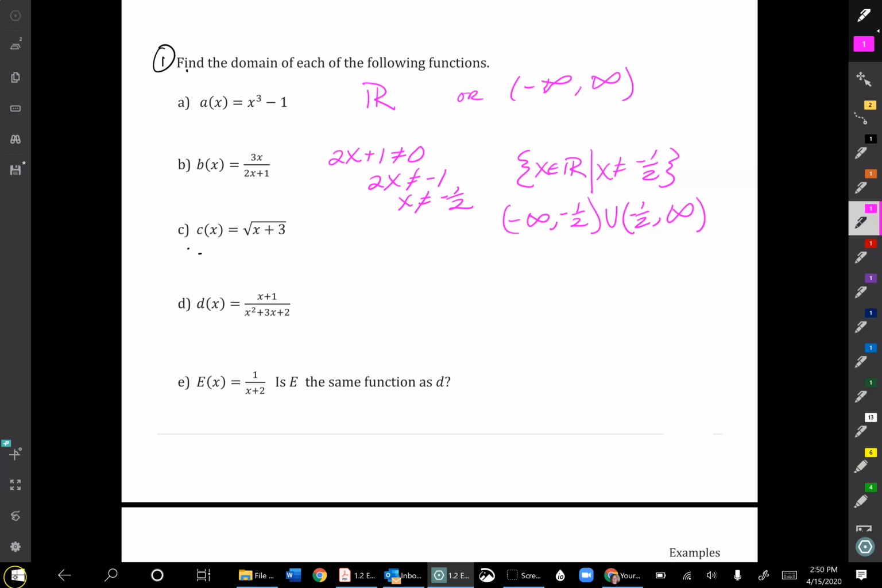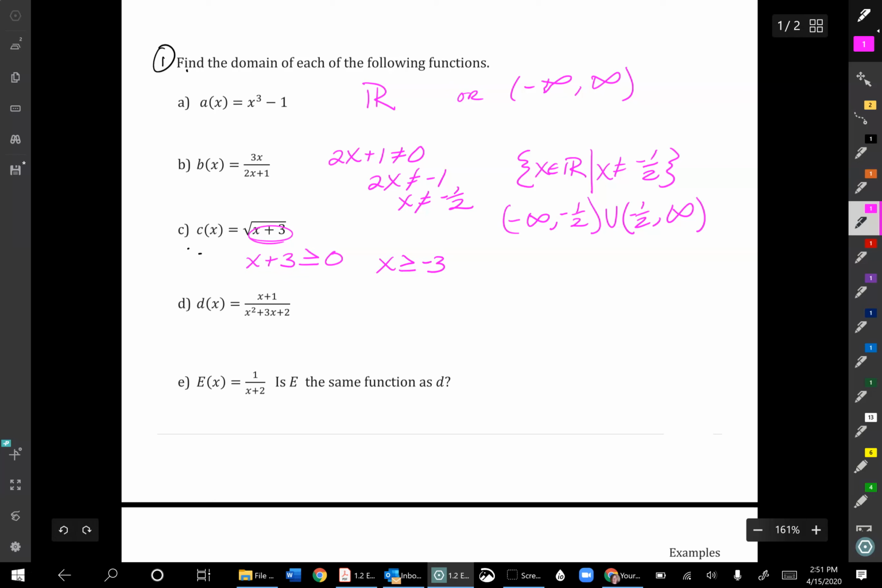For part C, it's c of x equals square root of x plus 3. So this radical has a positive index, so we can't have a negative number in there. We can actually have 0 in there. That's totally fine. But we want to set this one up as taking the radicand inside, x plus 3, and we want it to be greater than or equal to 0, and then solve that out. So when we do that, we simply get x is greater than or equal to negative 3.